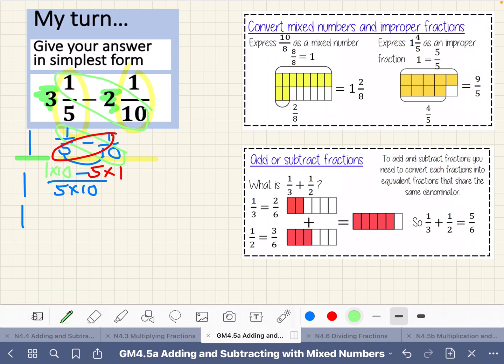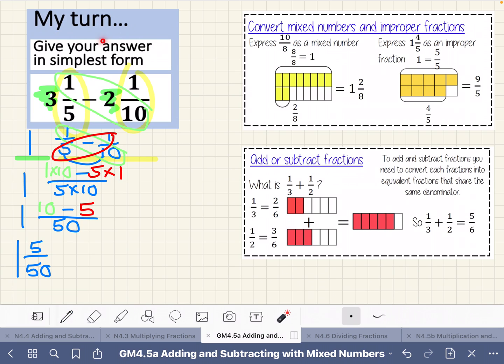1 is still there. 1 times 10 is 10. We are subtracting the answer to 5 times 1, which is 5. And that's all over 5 times 10, which is 50. Combine these values then, gives us one whole value. 10 take away 5 is 5 over 50.